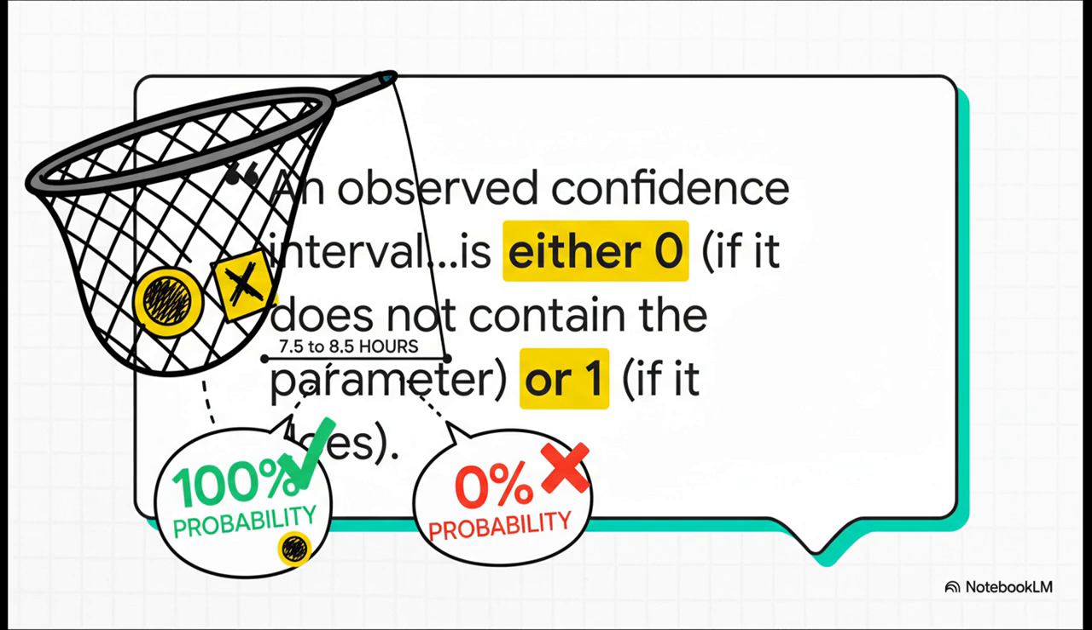And this is the real kicker. Once you've done your calculation, once that net has landed, probability is out the window. Your specific interval from 7.5 to 8.5 hours either caught the true mean or it didn't. The probability is either 100% or it's 0%. We just don't know which it is.